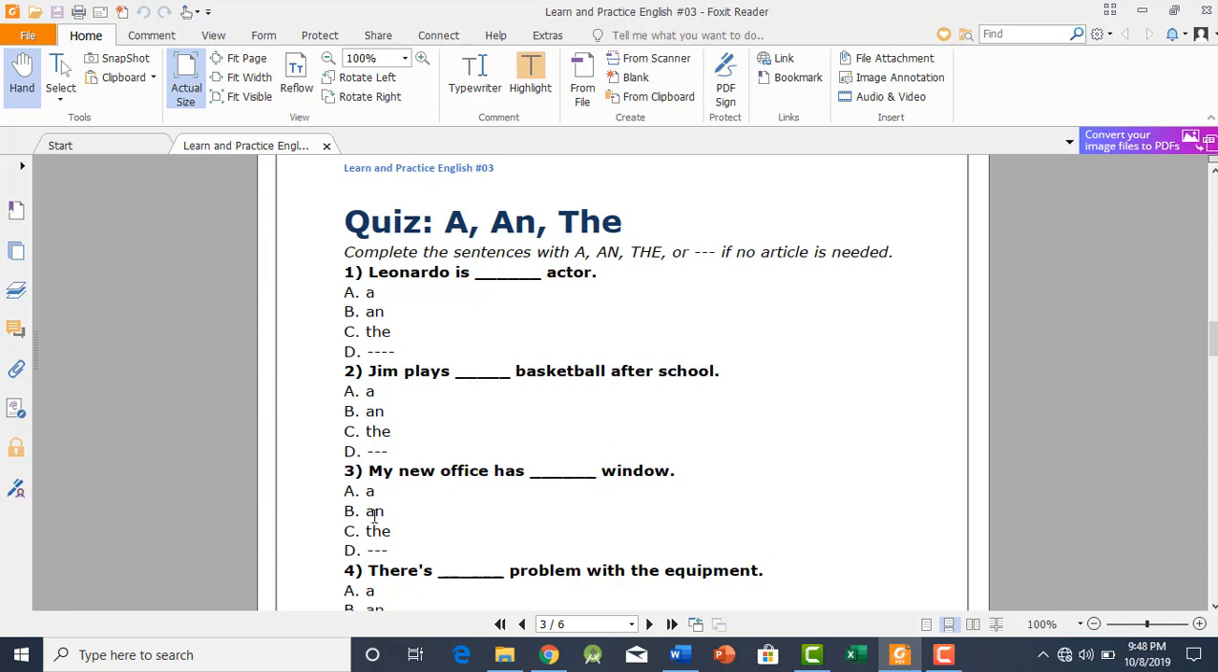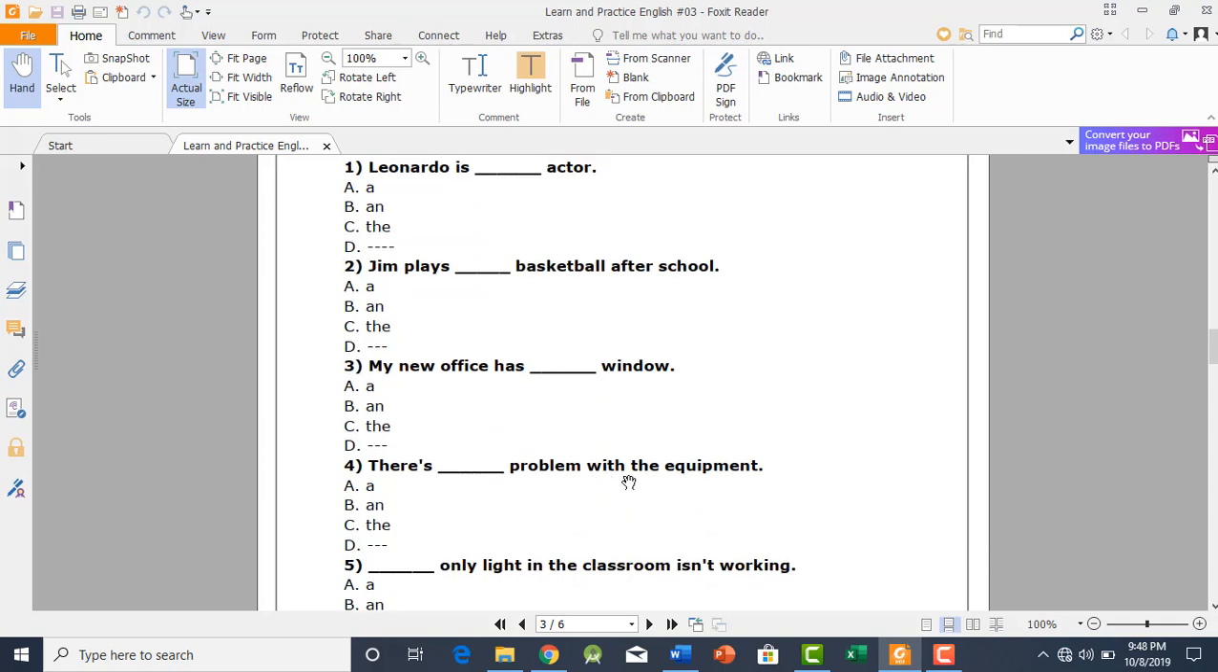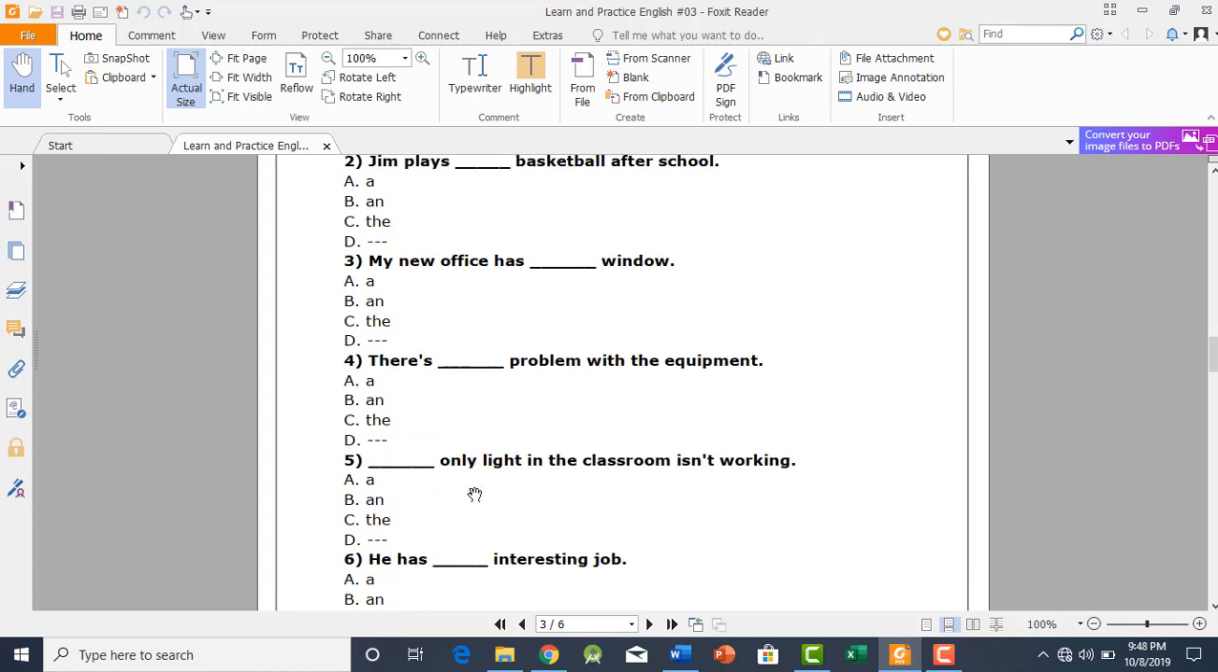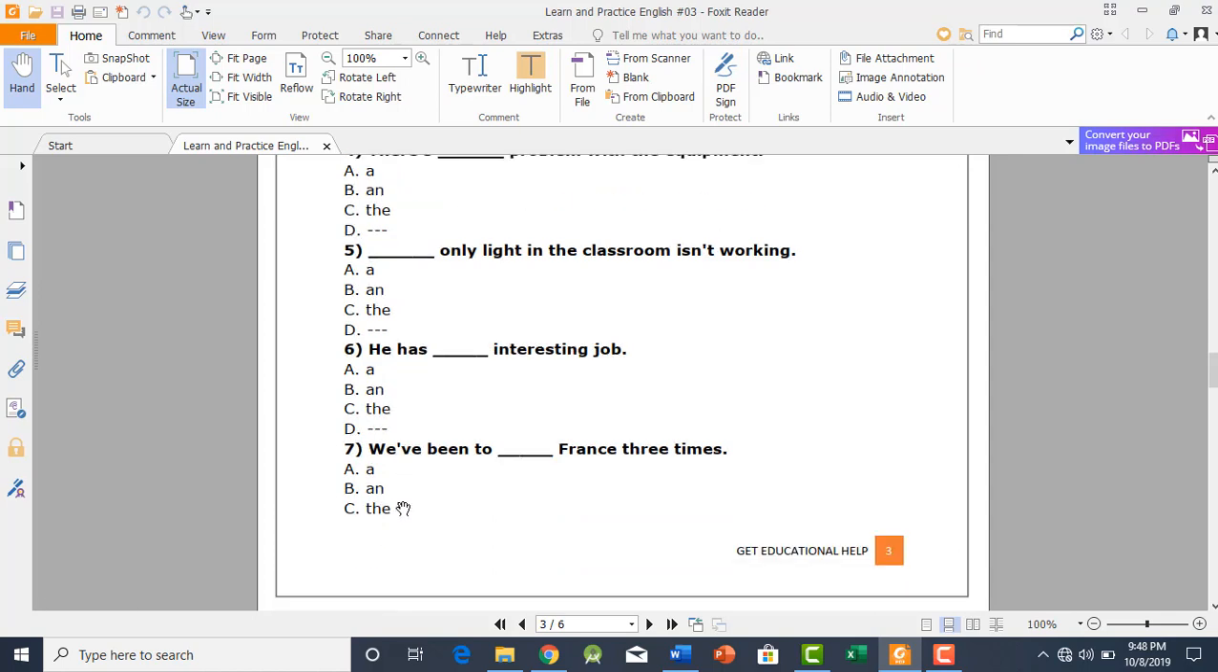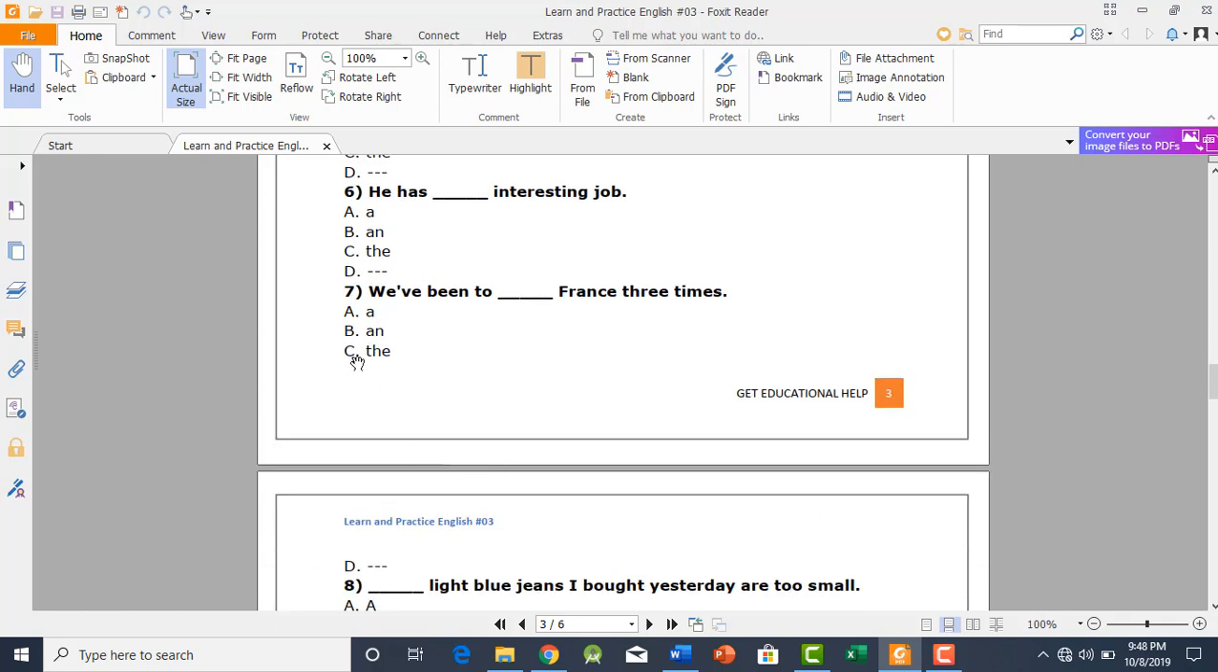The third question is my new office has a window, simple, a window. There is a problem with the equipment. And number five is the only light, the only, specific only light. And he has interesting, again the sound of the vowel is I, so an is used. We have been to, because before country names we can't use the, so again there is no need of an article.